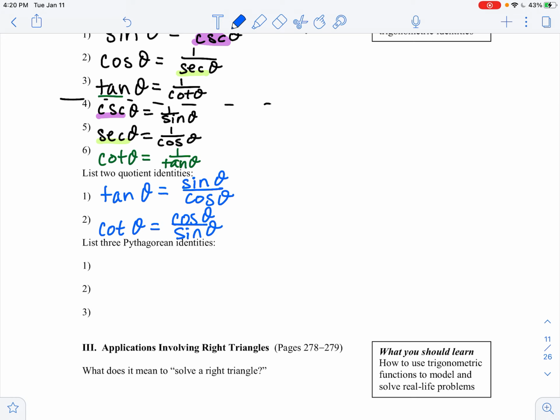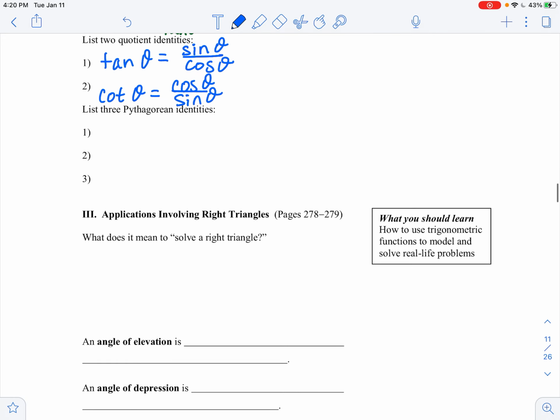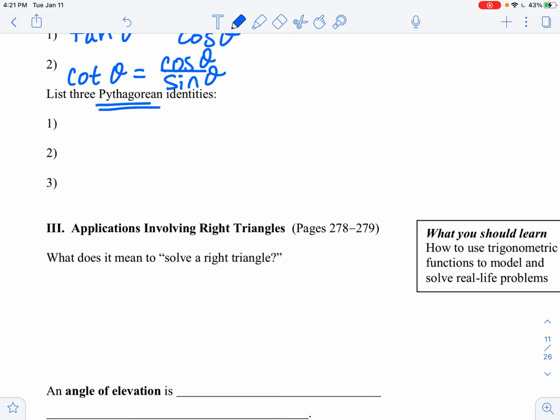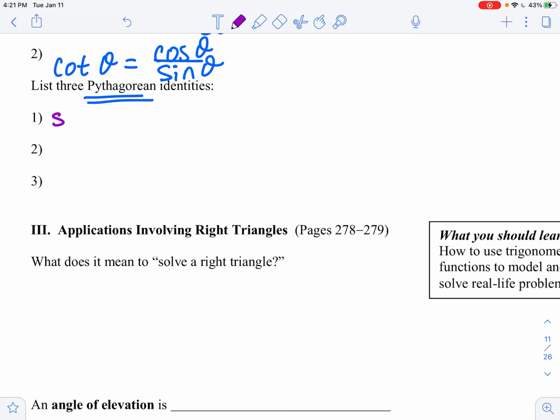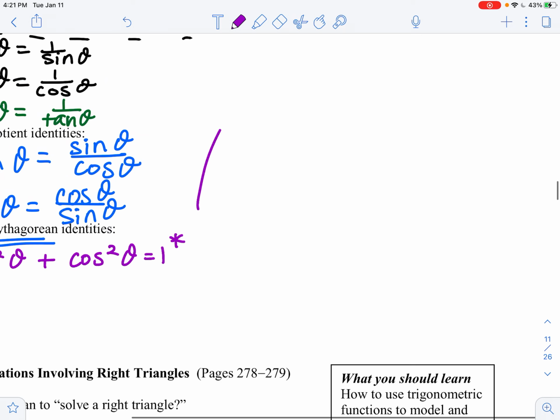And then the new thing that we haven't really talked about yet are these Pythagorean identities. Keep in mind that the Pythagorean theorem says a squared plus b squared equals c squared. The Pythagorean identity says this. The first one is sine squared theta plus cosine squared theta equals 1. And let me show you why, okay?